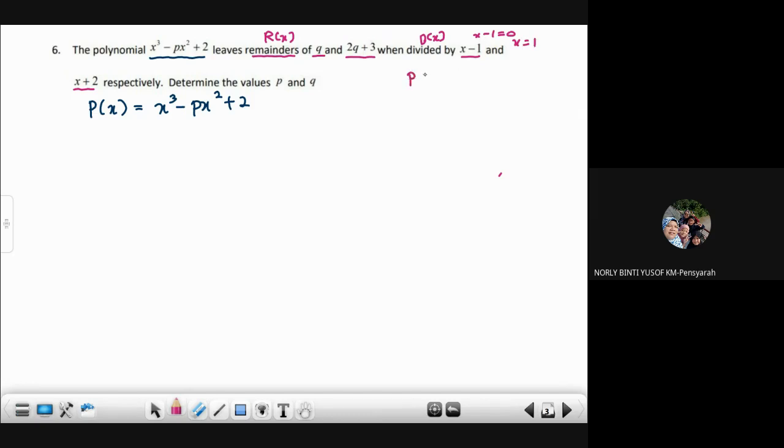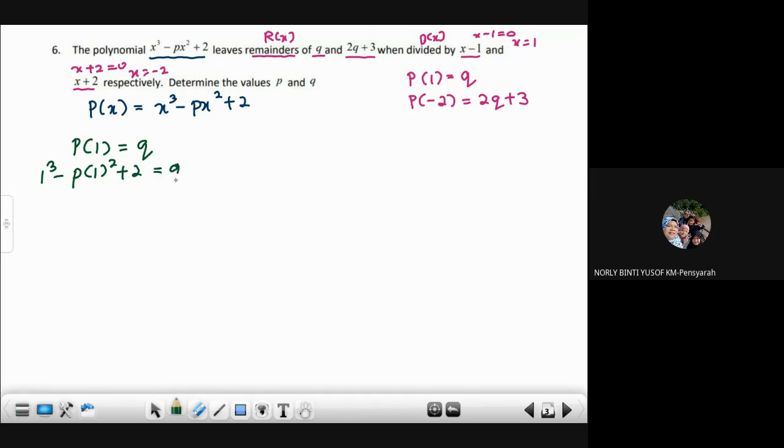So you build up P(1), the remainder is q. For this one, x plus 2 equals to 0, you will get negative 2. So you build up P(negative 2), when the divisor x plus 2 equals to 0, you get the remainder 2q plus 3. So the pink ones, you write as the equation so that you can substitute in the polynomial. So substitute x as 1. So 1 power of 3 minus p times 1 squared plus 2 equals to q.